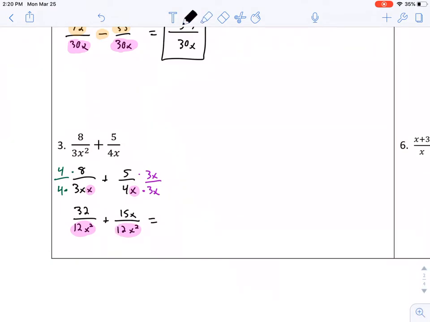Denominators are the same. So this is going to be over 12x squared. Then you look at the numerator. You got 32 plus 15x. Well, that's 32 plus 15x, but I like to put the x term first, put it in standard form. And there you go. Done.